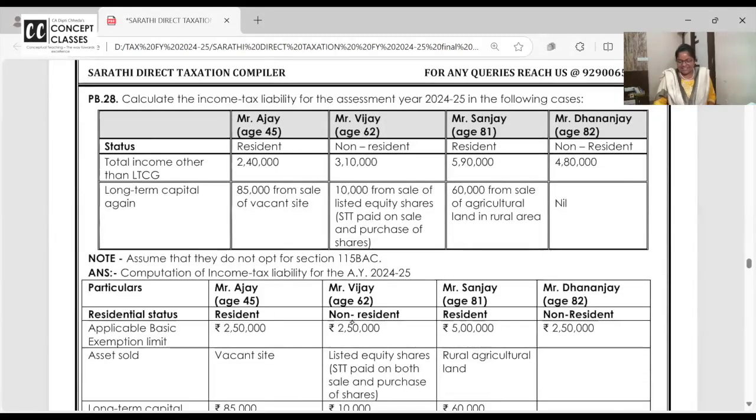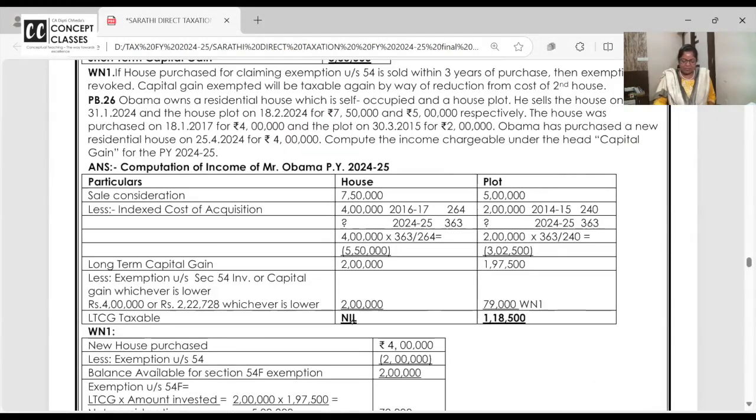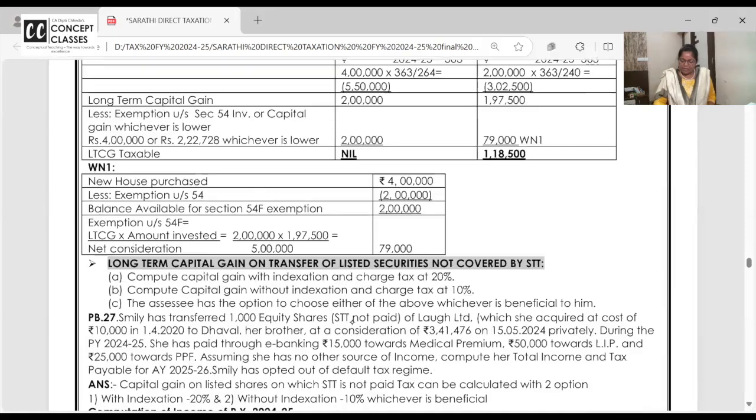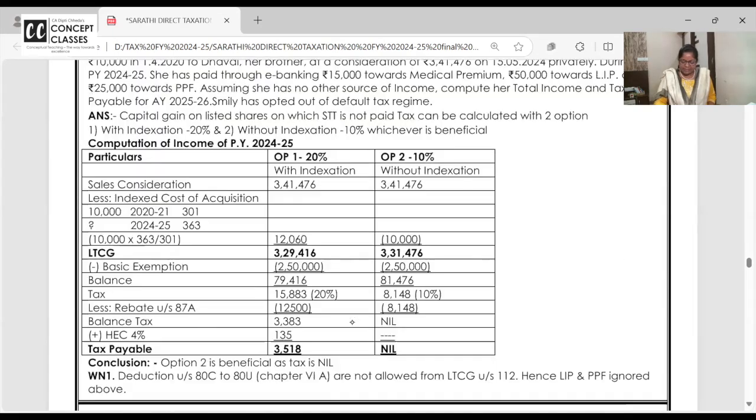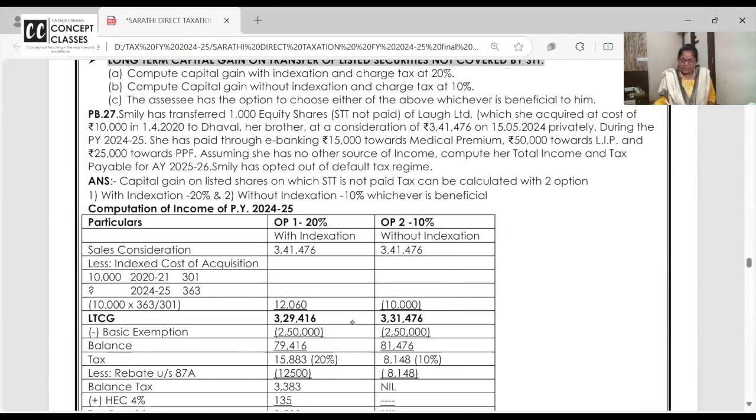Yes. Of course, we are doing it now. This also we had done. In one you will get the exemption. This one is rarely asked, but just check it once: Smiley Limited has 1,000 shares. STT is not charged. Unlisted, they might be, and they are transferred privately. So during the year, they have paid PPF and Mediclaim, for which they can claim a deduction and all.